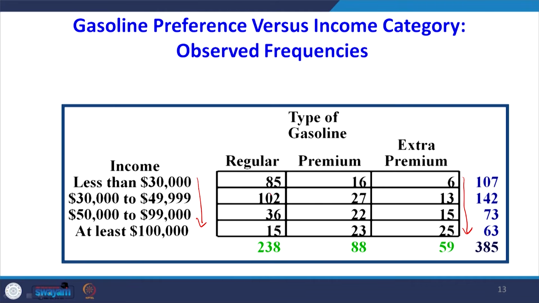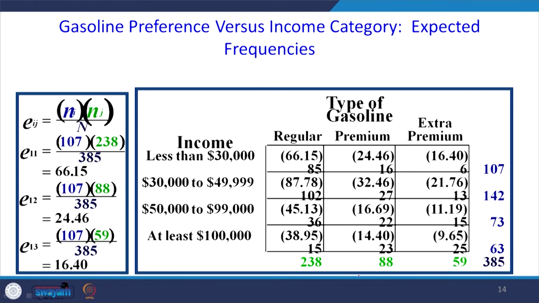So, this is the given data which we have captured. The first step is to find the row totals. The first row total is 107, the second row total is 142, the third row 73, the fourth row 63. Then we find the column totals. The first column total is 238, the second column total is 88, the third column total is 59. The values which are given are called observed frequencies.